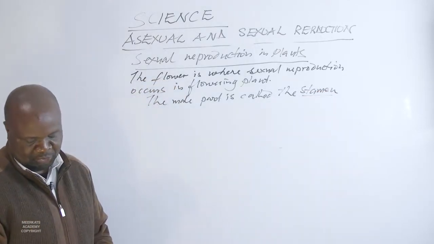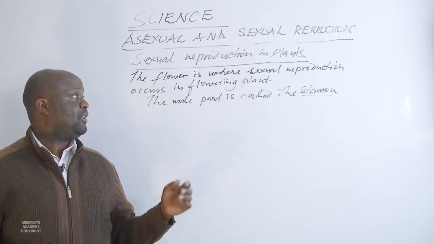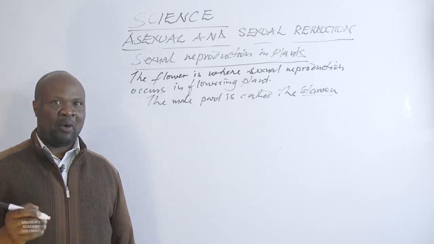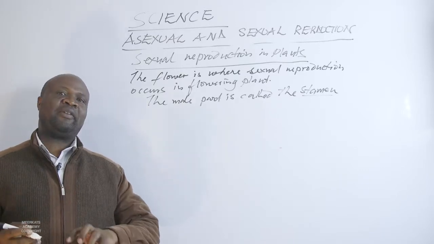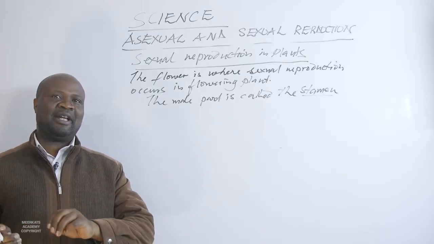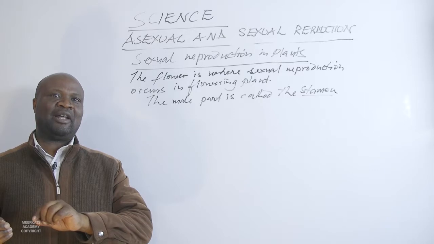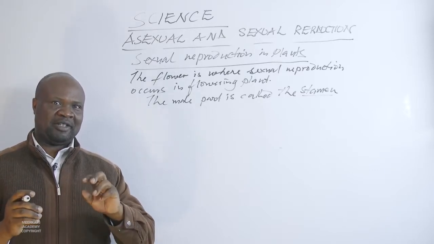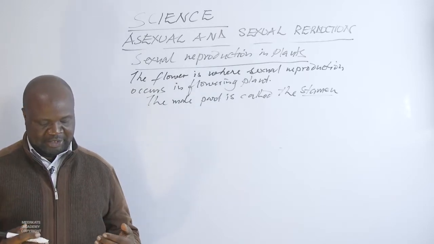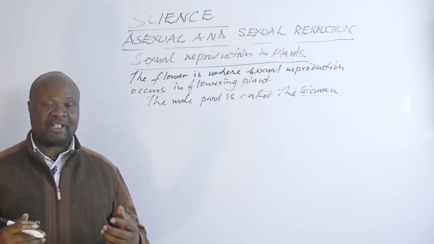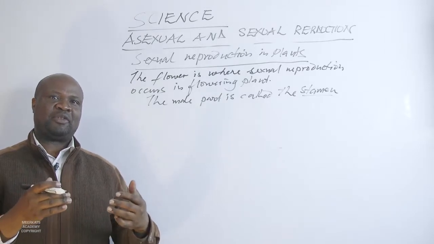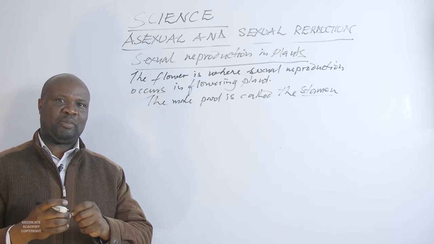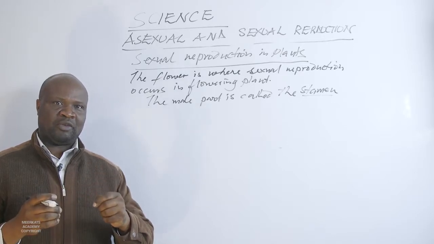The male part is called the stamen, and this male part, the stamen, is the one that produces the pollen grains. When the pollen grains are produced from the stamen, they fall on the stigma. When they fall on the stigma, there is a process whereby that pollen grain will germinate. It will germinate a tube that will go straight to the ovary.